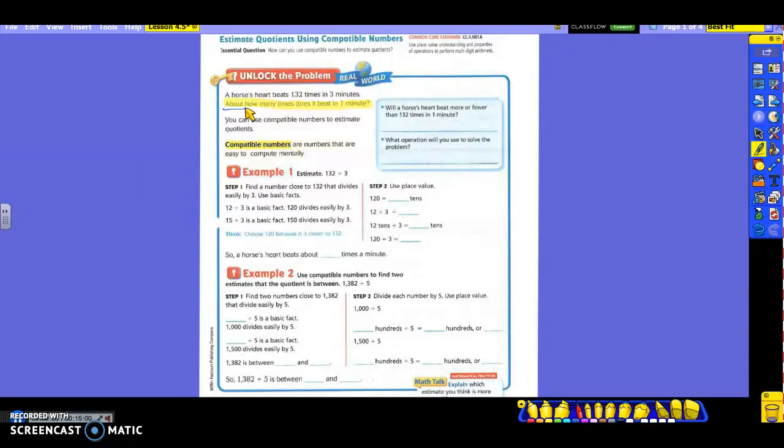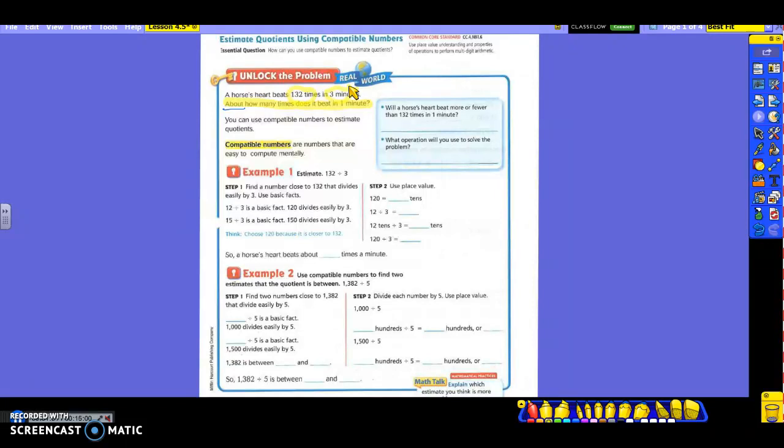There are a couple of questions here in the blue box. Let's read those first, please. Will a horse's heart beat more or fewer than 132 times in 1 minute? Now let's think about what we had over here for our information. It said 132 times in 3 minutes. So the question said, will the horse's heart beat more or fewer than 132 times in 1 minute?